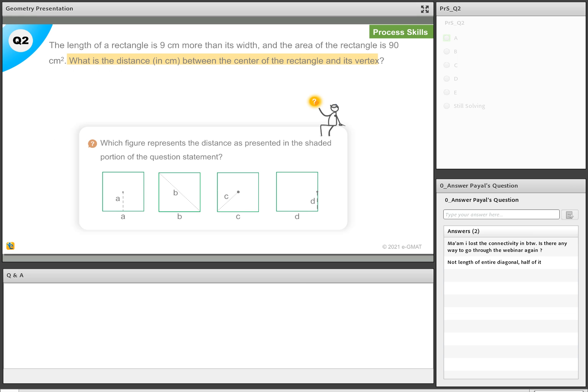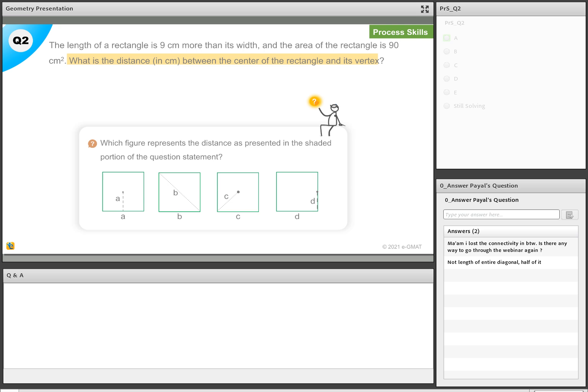Not the length of the entire diagonal, half of it. Absolutely right. What the question is asking you is, what is the distance between the center of the rectangle and its vertex? So we don't need the entire length of the diagonal. Choice D actually gave you the entire length of the diagonal. What we need is half of it.